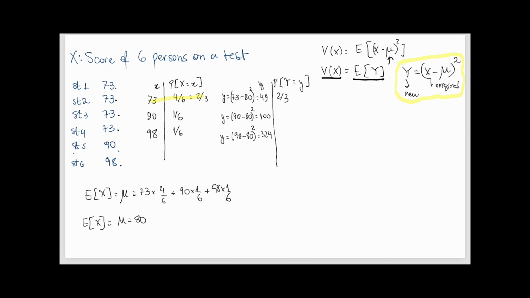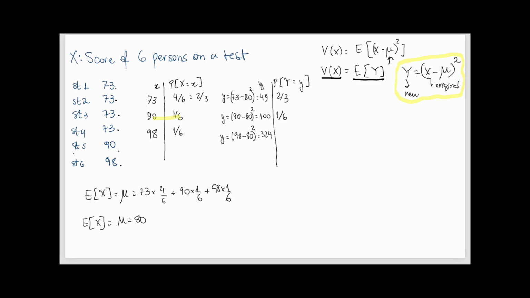What's the probability of my y equaling 100? Well, so that y is equal to 100, my x needs to be 90, and the probability of 90 is this row here. It's 1/6.